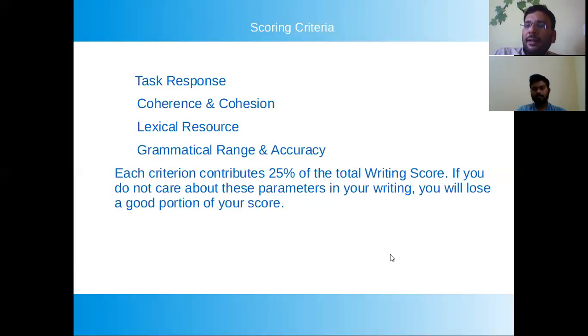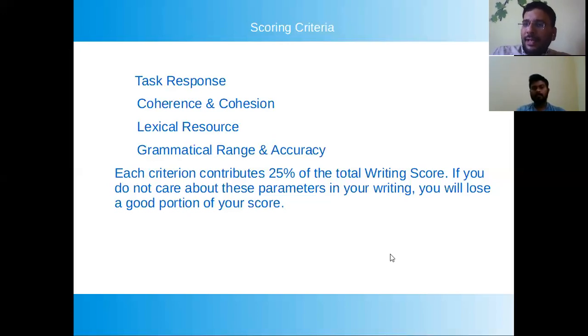And a variety of sentence structure, that's the last point. Grammatical range and accuracy, wherein, especially since you're looking for a higher band score, you need to make sure that you use compound sentences and complex sentences, not just simple sentences. Simple sentences are not going to fetch you a high band. Compound and complex sentences are going to help you get that score range.